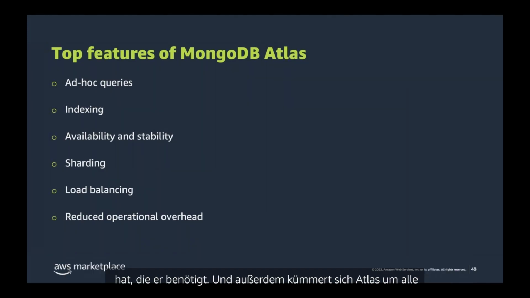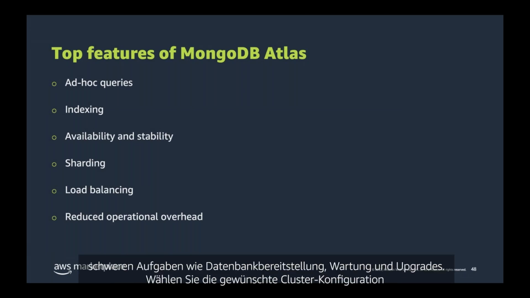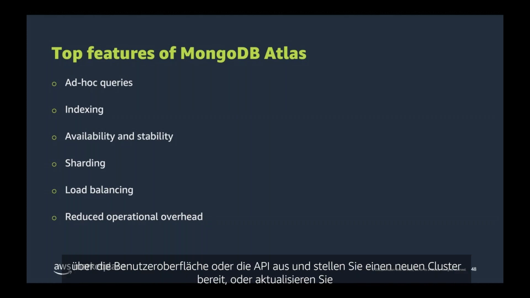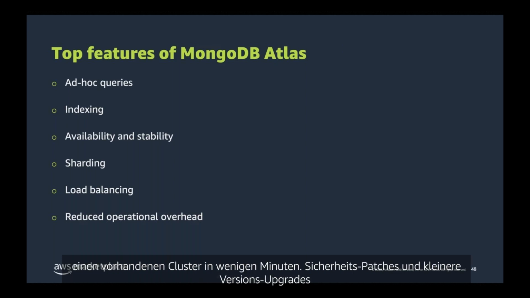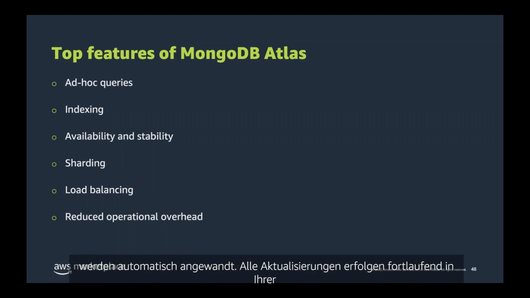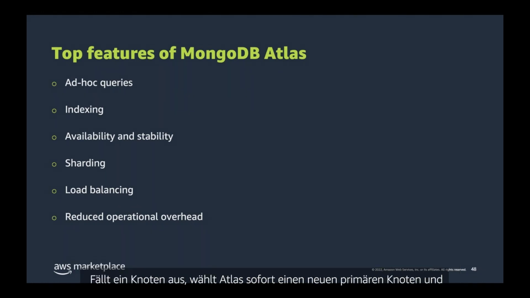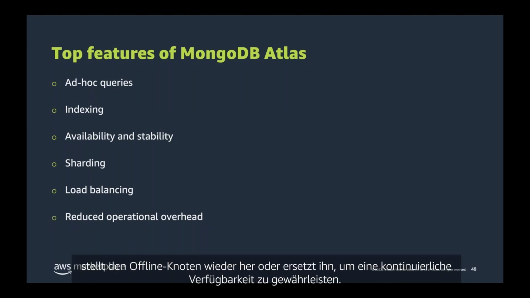And lastly, Atlas handles all of the heavy lifting behind database provisioning, maintenance, and upgrades. Select the cluster configuration you want using the UI or API and deploy a new cluster or update an existing cluster in minutes. Security patches and minor version upgrades are automatically applied, and all updates occur in a rolling fashion across your deployment to reduce performance impact to your applications. And if a node happens to go down, Atlas immediately elects a new primary and restores or replaces the offline node to ensure continuous availability.